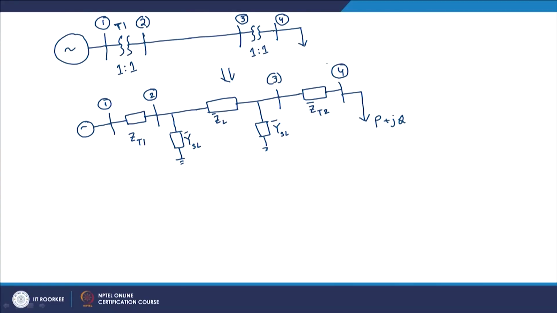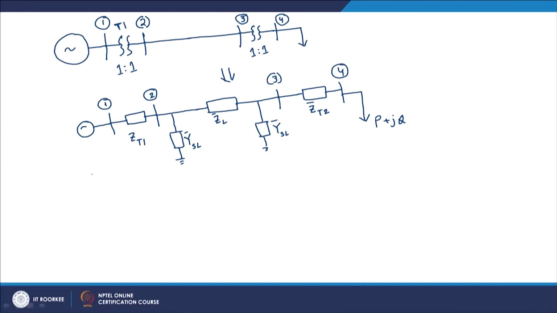Of course, if this transformer, instead of being 1:1, is an off nominal tap changing transformer, let us say 1:T, then instead of this series connection of ZT1, we would have another pi model. That is very trivial, so we are not really discussing it, but let us draw it just for convenience. So, the second case, T1 is off nominal.